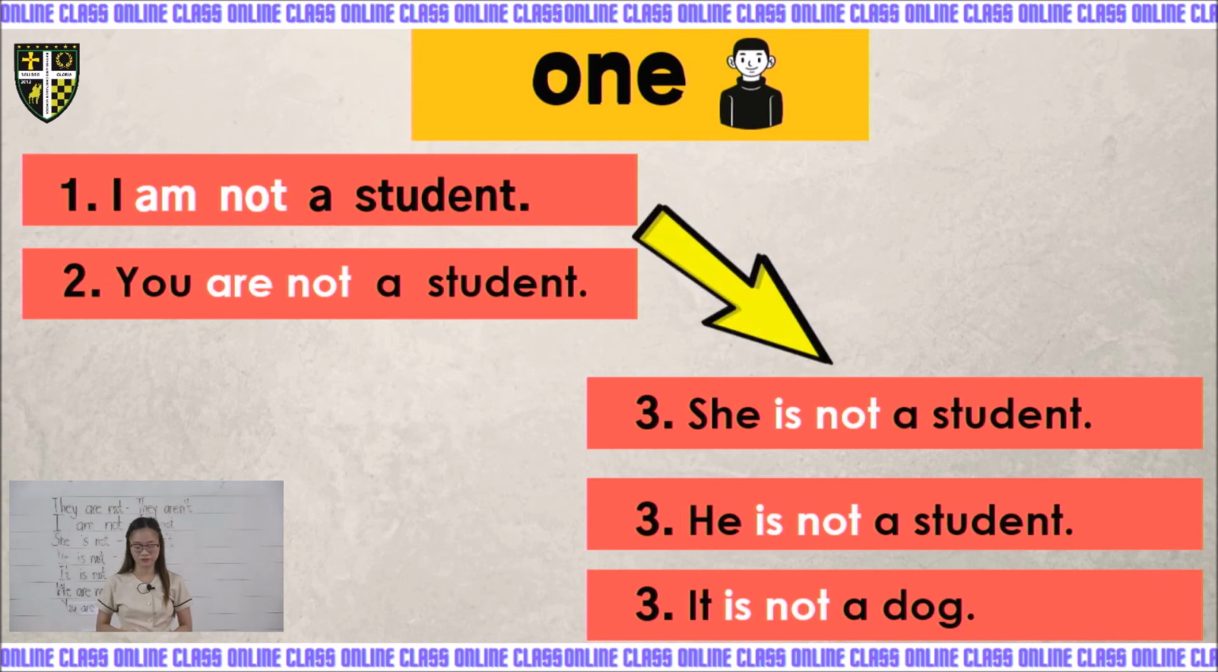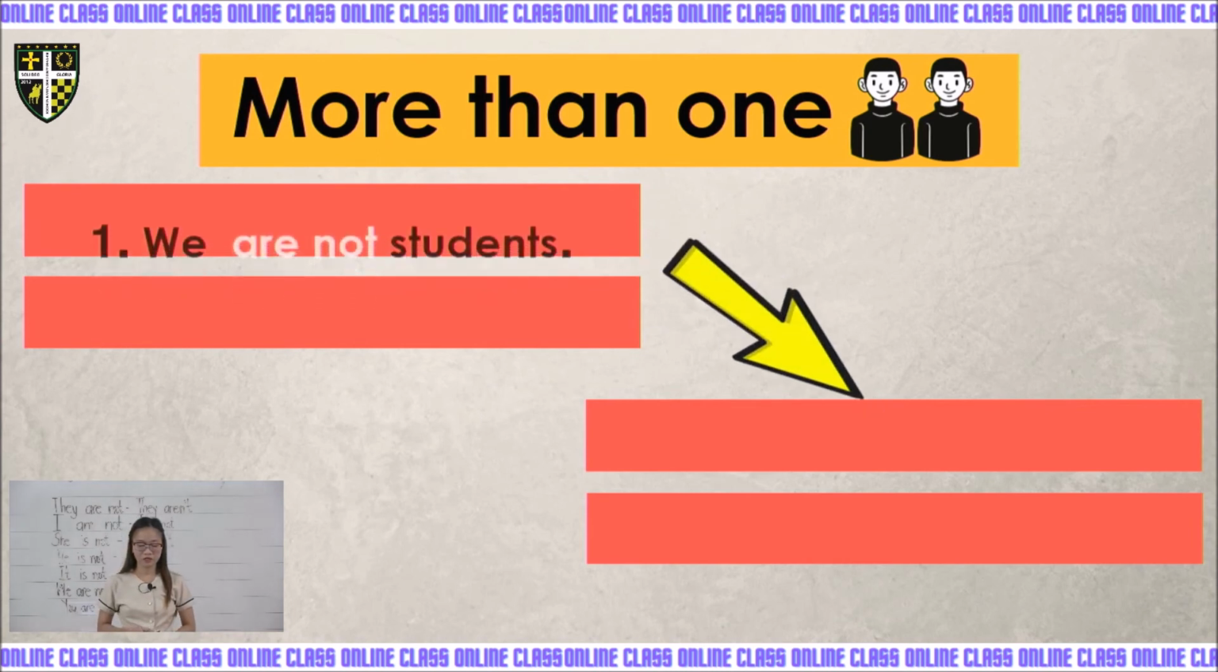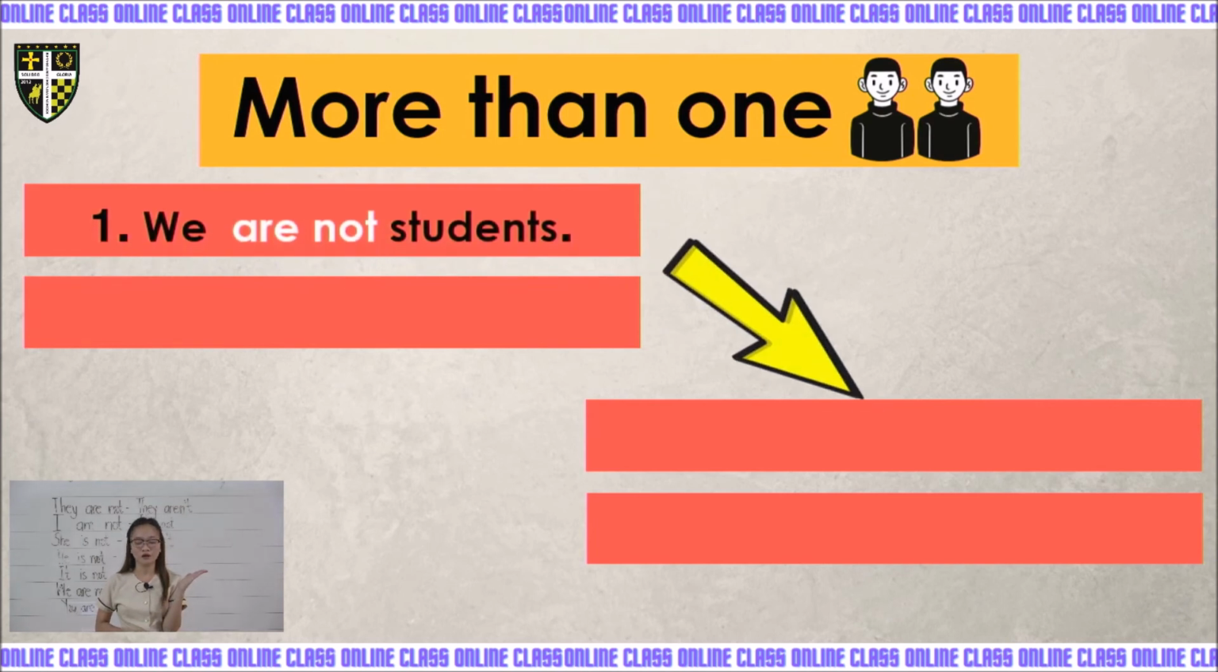Okay, next one. For this one, more than one, meaning two, three, four, and five. The first one is, we are not students. As you can see, the pronoun in this sentence is we. We is referring to more than one. That's why we use the verb are. So, we are not students.